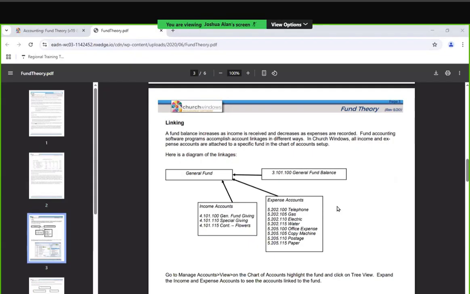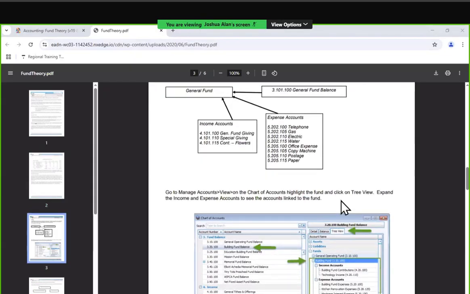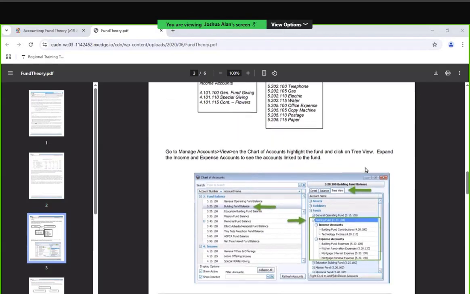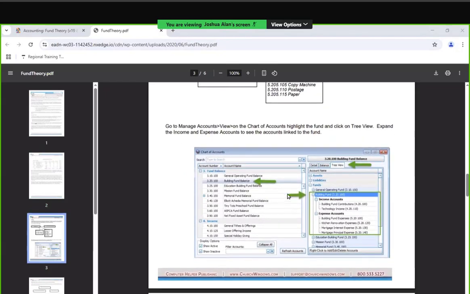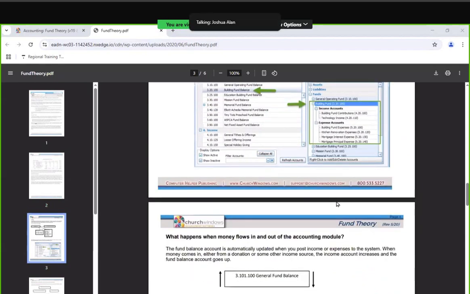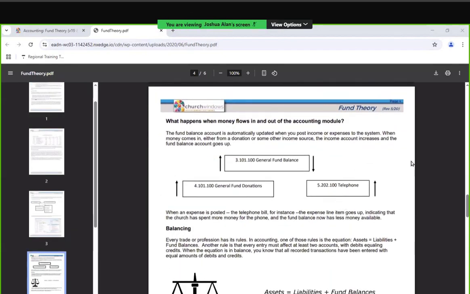In order for a fund to function and work correctly, folks, you've got to have at least one income account, a way of flowing new money into it, and an expense account to be able to spend money out of that fund. And down here further, it shows an example of going to the tree view on the chart of accounts and seeing the relationship between the fund and the associated income and expenses. Okay, and then further down, it talks about the flow of money. How when you credit income into the income account, the general fund or the fund goes up. When you expense money out, the expense balance goes up, but the fund balance goes down.